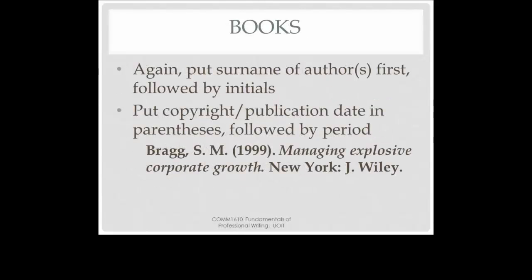For books, you treat the author's names exactly as for periodicals or journal articles. So you put the surname first, followed by the initials. Use the copyright date, which you can usually find on the second page after the title page in a book. So you use the copyright date for the date of publication. The title of the book is in italics, followed by the city where it was published and the name of the publisher. Note the punctuation. There are periods after each main component, and a colon separates the place of publishing and the publisher.